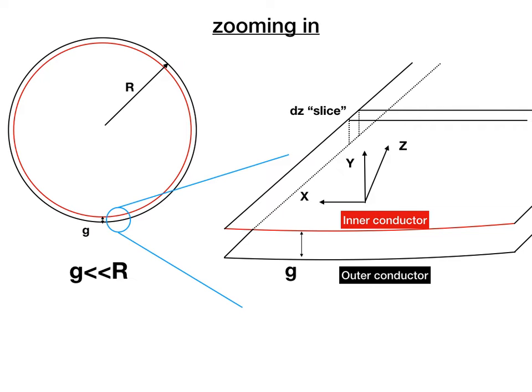If we zoom in on the transmission line, we can approximate this small section as two planes parallel to each other with a small gap. Taking the z-axis as the propagation direction of the wave, the x-axis is parallel to the planes, and the y-axis is perpendicular to the planes as shown in the picture. The y-axis is of course the radial direction. If you look at the big circles, y is the radial direction, and x is the tangential direction.